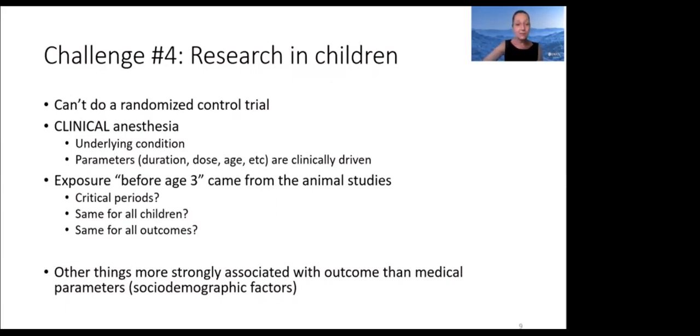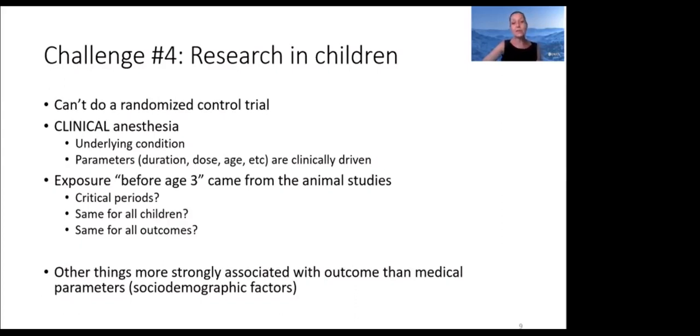There's also an issue with this exposure before age 3. That whole terminology came from animal studies. And we're probably trying to find critical periods that anesthesia exposure affects. But we know that there's a huge range of normal in development. Are those critical periods the same for all children? Are those critical periods the same for all outcomes? Probably not.